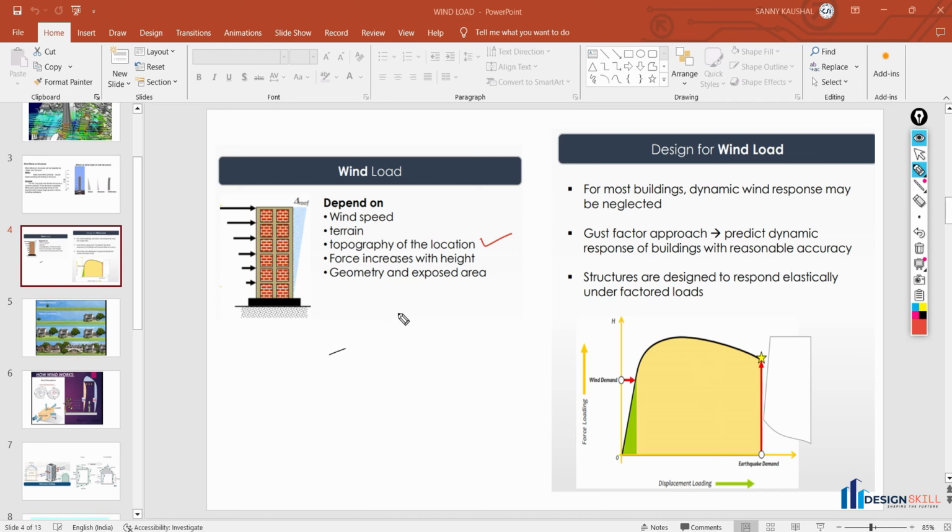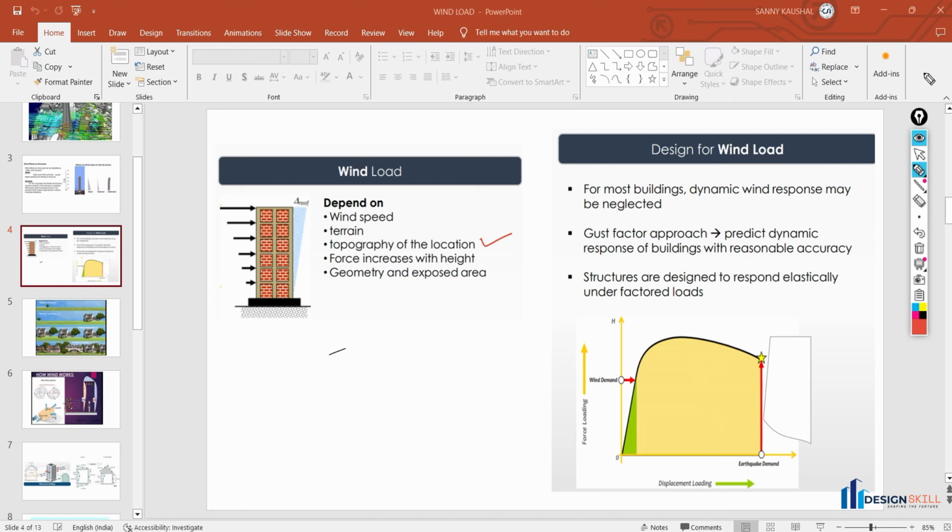Now this is also very important because the wind speed is going to change on the basis of the topography. Where there are hilly areas, you will find high wind speed nearby. Near sea areas also you will find high wind speed. So the wind speed also depends upon the topography of the location, and it is very important to know it.